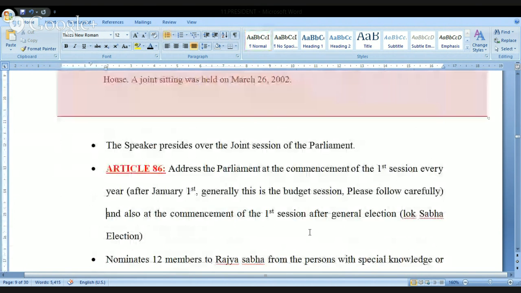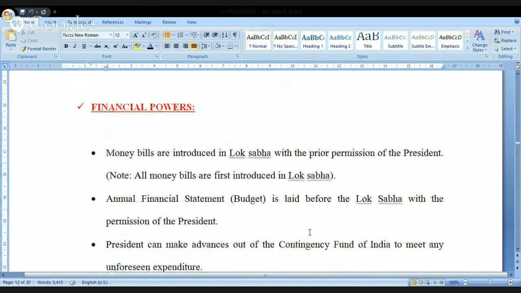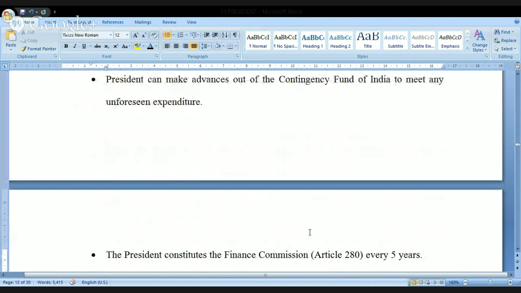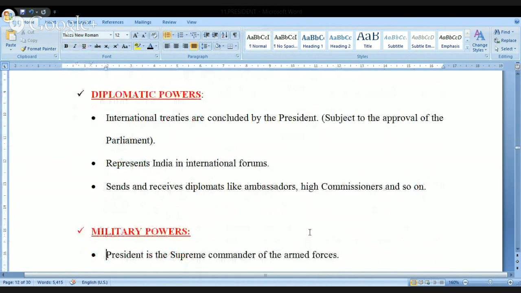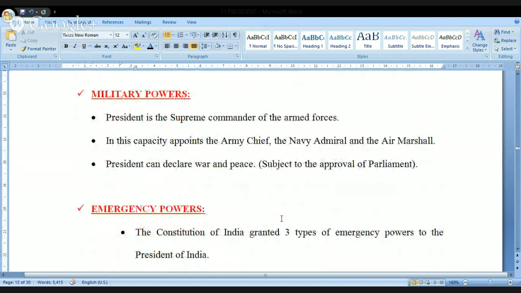And we have already seen the legislative powers. And apart from this, we have the financial powers also, which we'll see. And later we'll see the judicial powers, diplomatic powers, military powers. So many powers are there. So we'll have a discussion of all these things tomorrow.